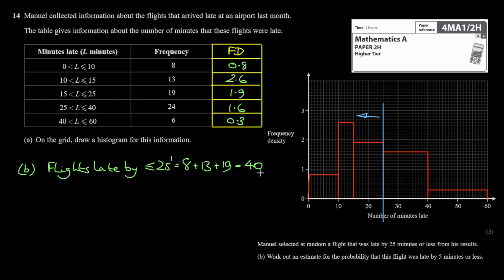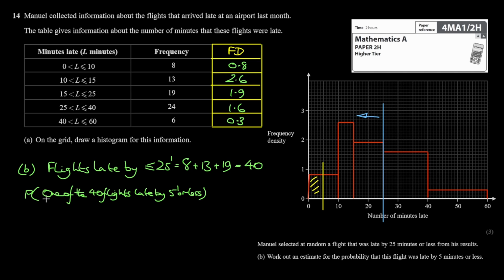So, as I say, he's choosing from 40 flights, and we need to know the probability that any of that 40 was late by 5 minutes or less. Well, the 5-minute point is here. So the frequency we're talking about is this area here, which is half the area in our first histogram bar, which gives an answer of 4, half of 8.